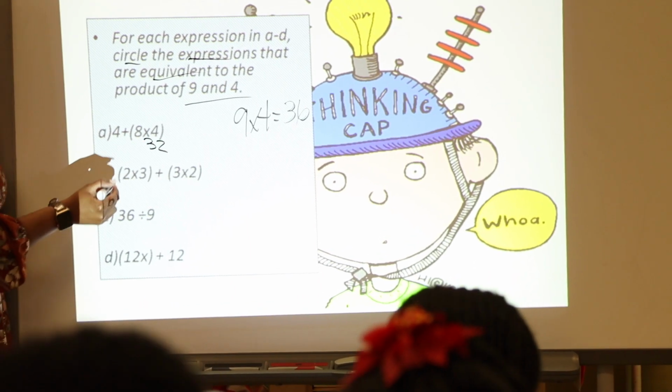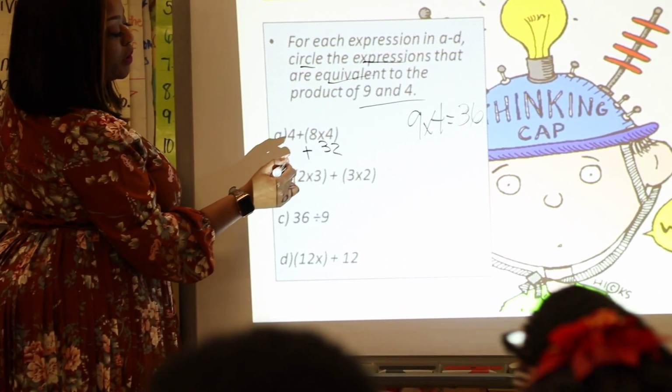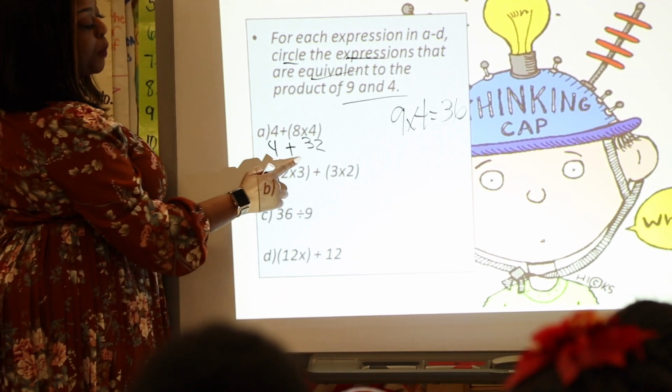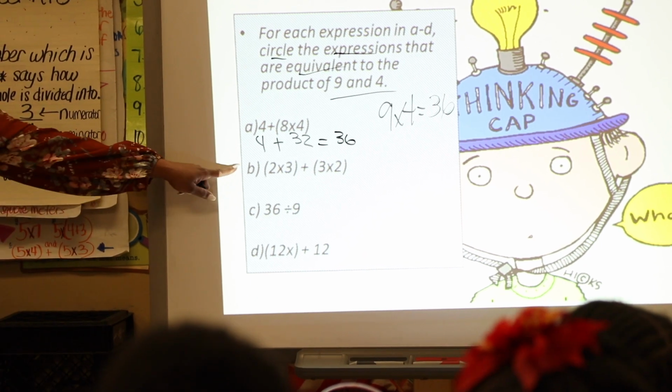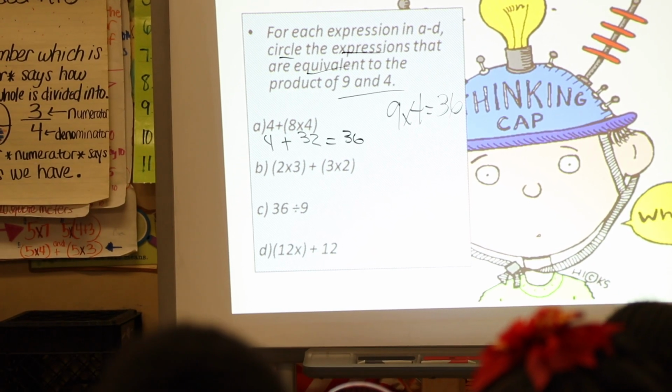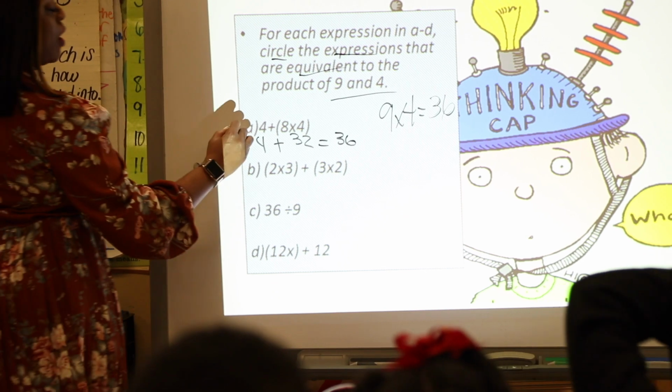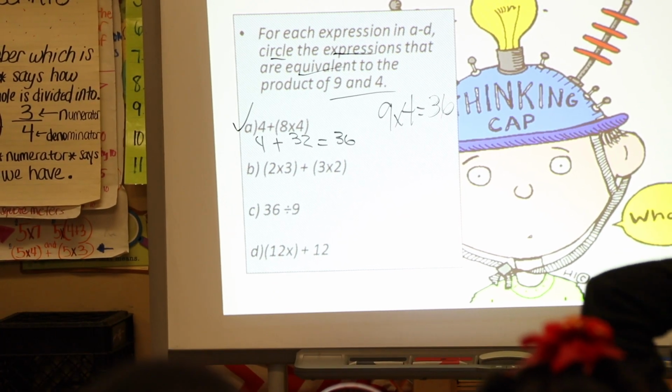32. Alright, then bring down the plus. Bring down the 4. 4 plus 32 gives us 36. Alright, let's move to the next problem. So we got a check mark on this one. This one equals 36.